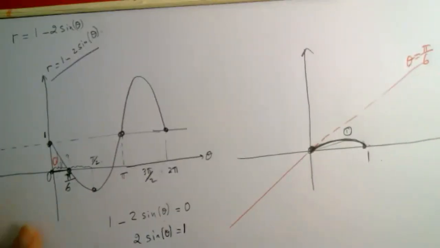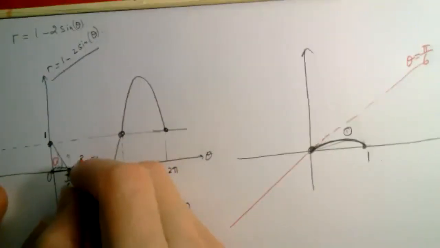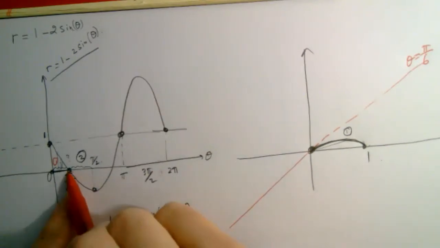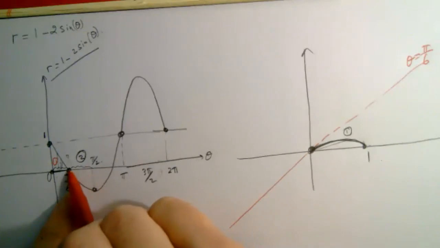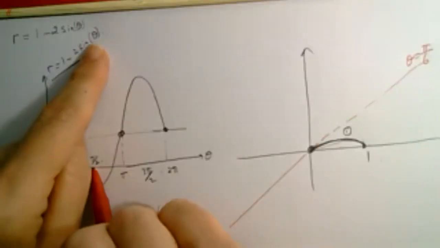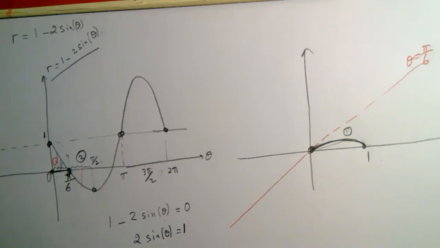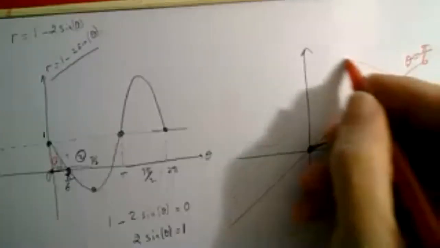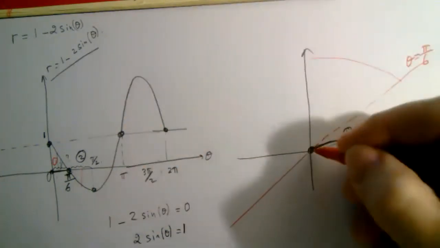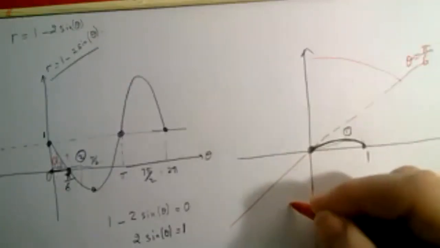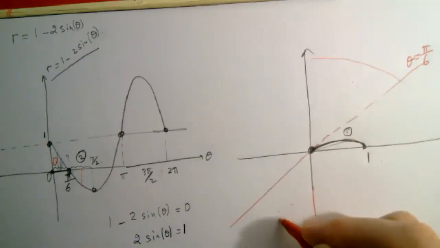Now the hard piece. Between pi over 6 and pi over 2, we call this piece 2. What is special about R? What's the problem with R? If I take theta to be pi over 4, a number between pi over 6 and pi over 2, and I plug it in the equation, my R is going to give me a negative number. So when theta starts sweeping this region, the R is negative. It means the point is not going to be here. It's going to be right here.